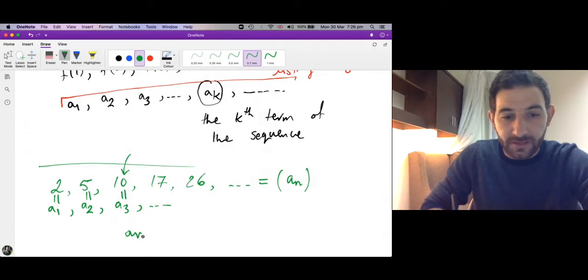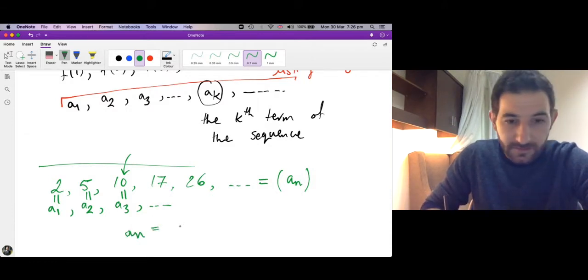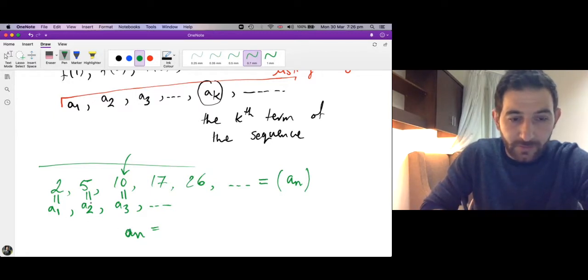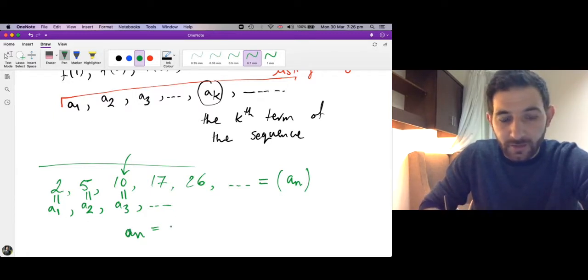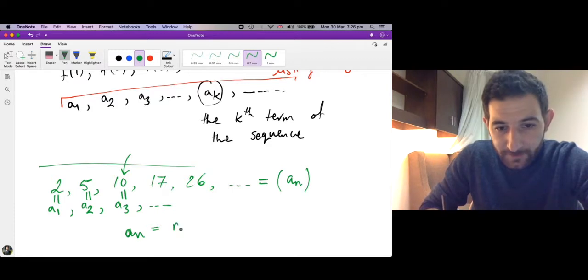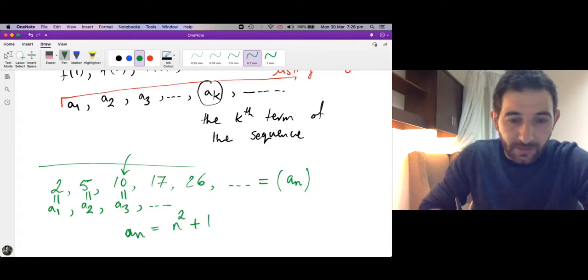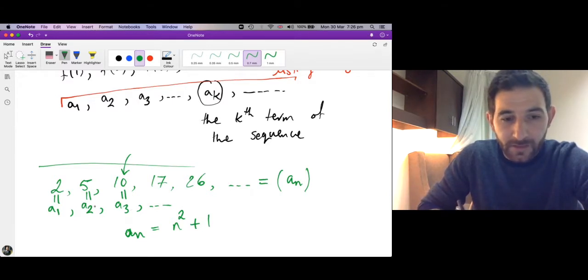So notice that here, can you find the relation between a1 and 2, a2 and 5, a3 and 10? You can check that the relation is n squared plus 1. Okay, so what's a3? You square the 3, you get 9 plus 1, 10. a2 is, so you can think this is the image of the function.